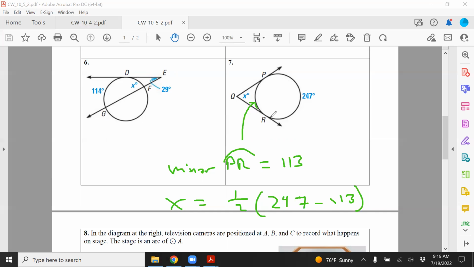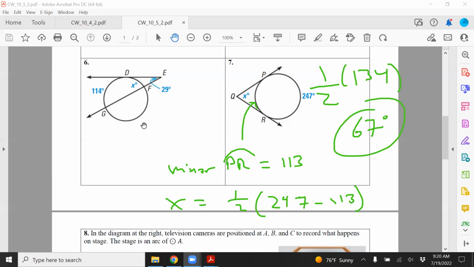What's that going to be? That's 134, I think. So you're getting half of 134. I think I did that right. Is that right? Yeah, half of 134. That's going to be 67 degrees. Cool? 67. Okay.